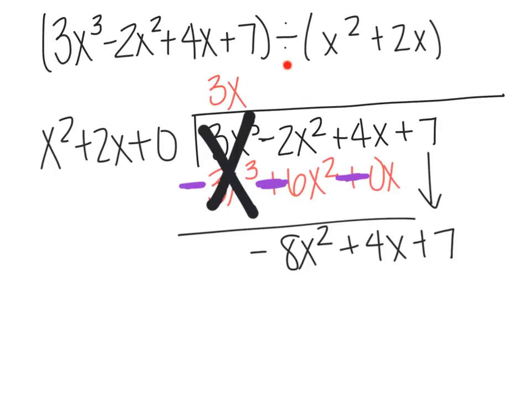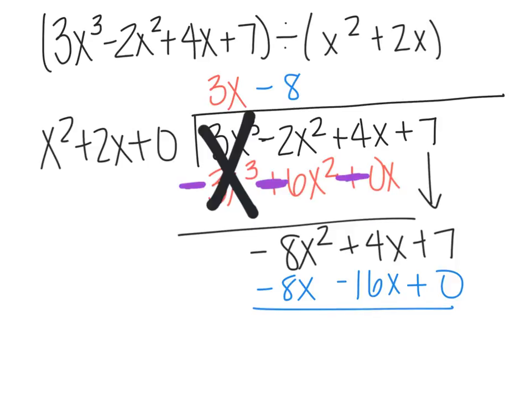So now I've got to figure out what number times x squared gives me negative 8x squared. Well, that's going to end up being negative 8, because negative 8 times x squared is negative 8x squared. Then I'm going to keep multiplying. Negative 8 times 2x would be negative 16x. And then negative 8 times 0 would be 0. So I want my first terms to cancel, which in order to do that, remember I always have to change my signs. So this becomes a positive 8x squared, a positive 16x, and a negative 0 there. I'm going to put a minus sign there, which really doesn't matter because it's still 0.